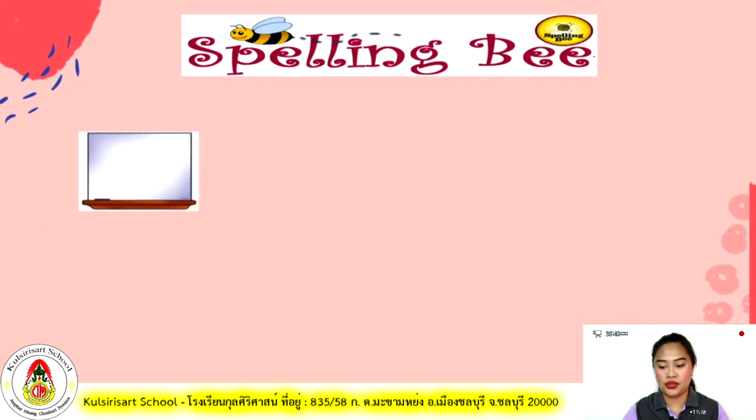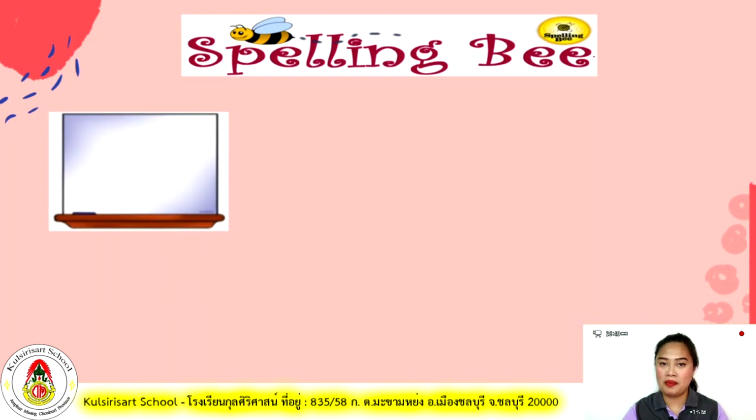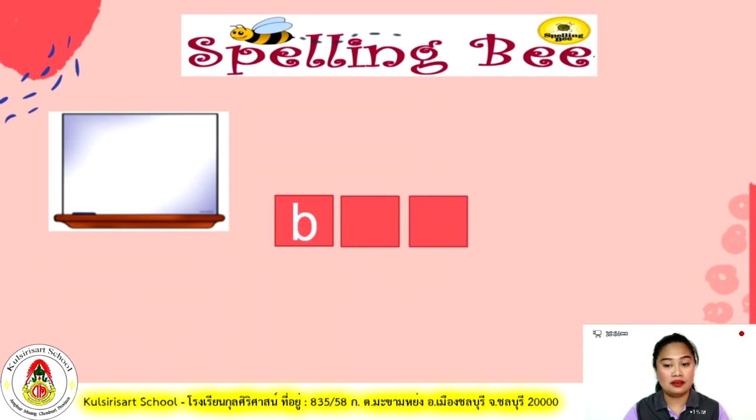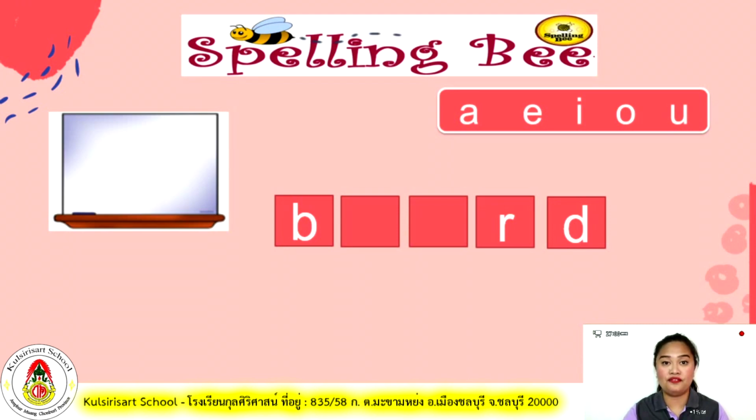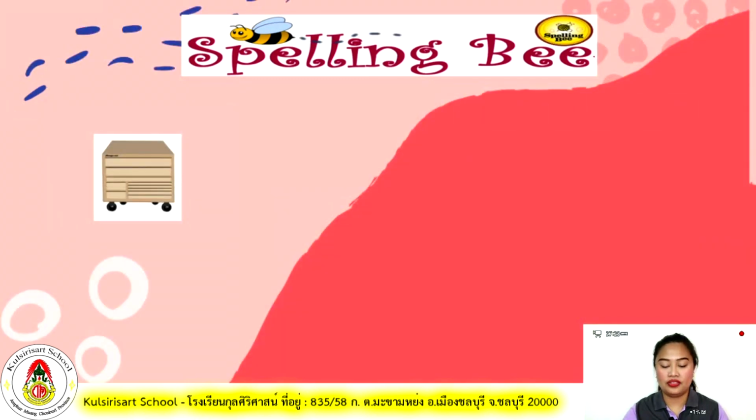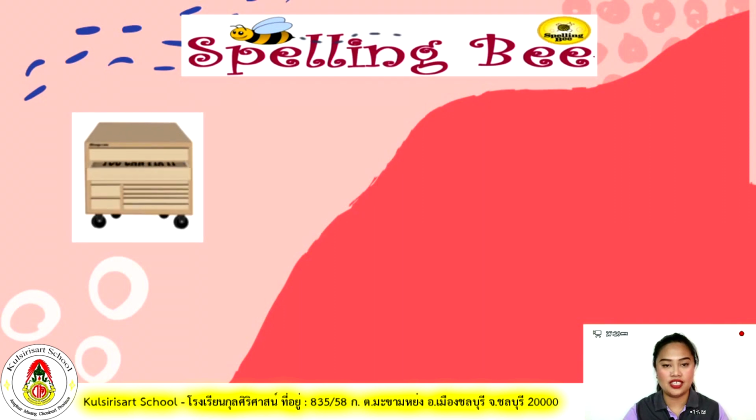Okay, next picture we have here. Who can still remember what is this? Okay, we have here B, blank, blank, R, and D. What do you think are the missing vowels? We have here 2 missing vowels. Okay, let's find out. The missing 2 vowels are O and A. That makes the word board. Board.